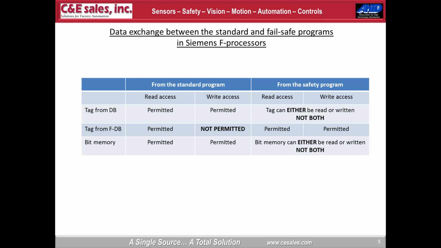The elements of a standard data block, as you might suspect, can be both read and written in the standard program, but in the safety program, only one of those can be done, either read or written, but not both. Similarly, if I create a failsafe data block in the safety program, I can both read and write it, but in the standard program, I can only read it. Bit memory behaves much like a tag from a standard data block, in that in the standard program, I can read and write it all day, but I can only do one of those in the safety program, either read it or write it.